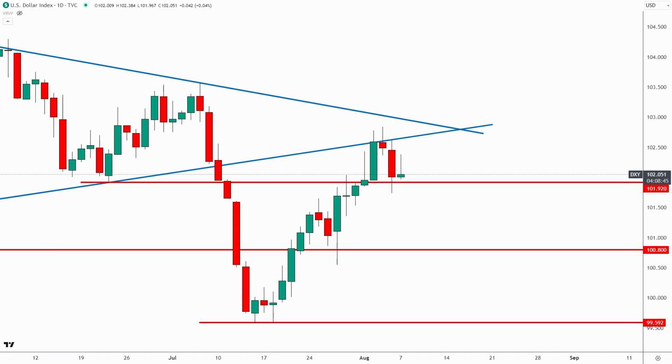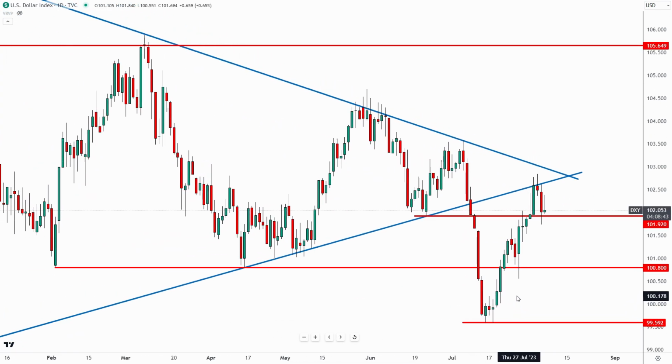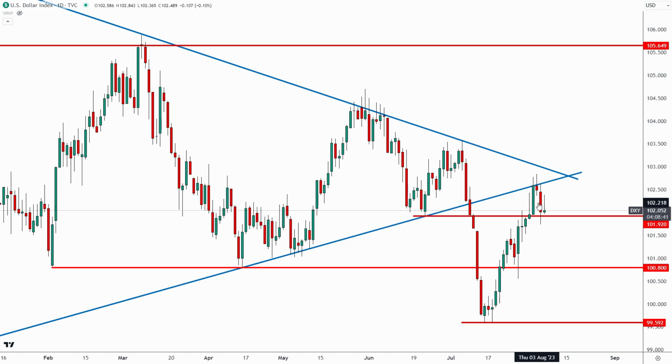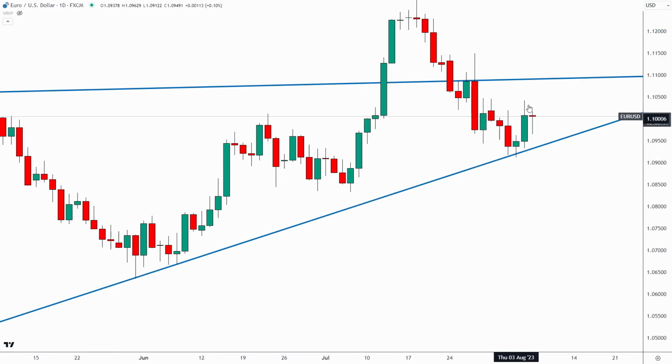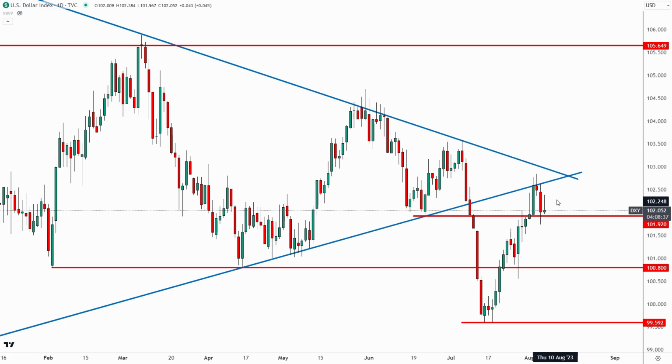Now, with the dollar coming off of this area, you may be thinking, how in the heck is the Euro USD going to rotate lower if the DXY is testing an area like this? Because this is key resistance for the DXY. There's no doubt about that. And so shouldn't we be seeing the DXY do this? And we might see the dollar rotate lower.